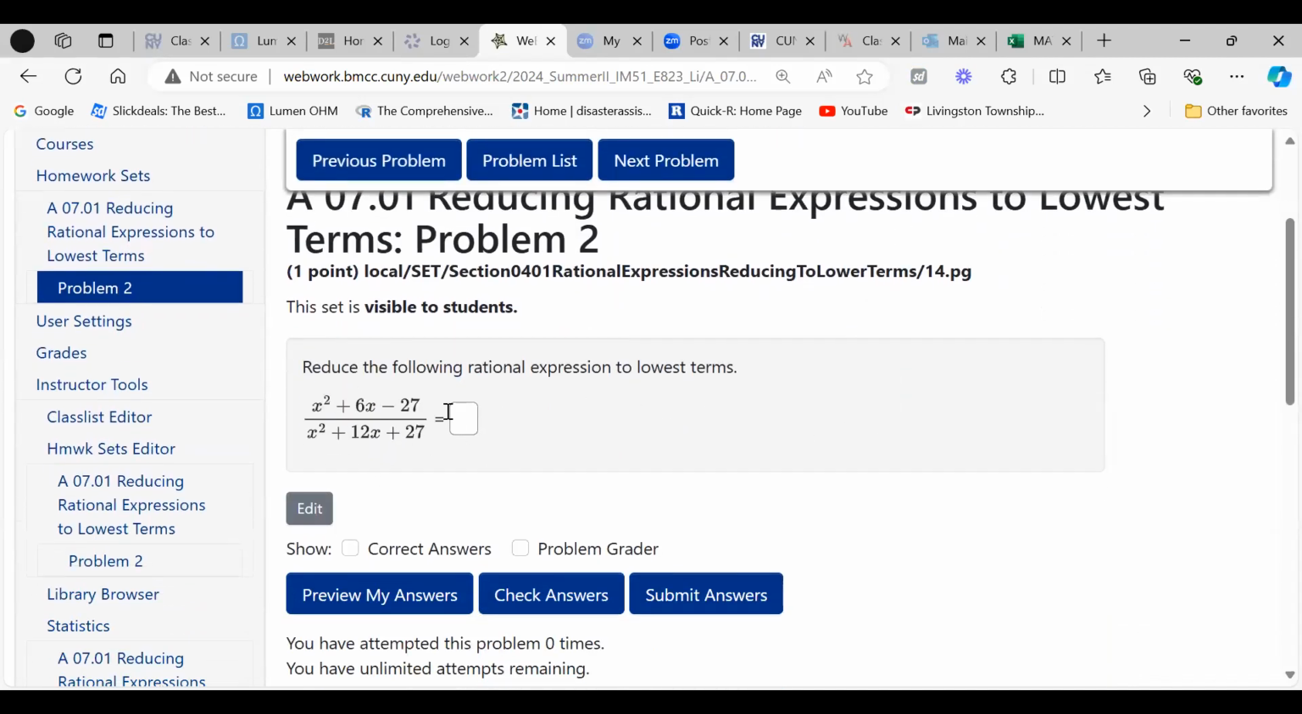Let's try the second one. We're going to factor the trinomial on both top and bottom. Let's see if you can do it.